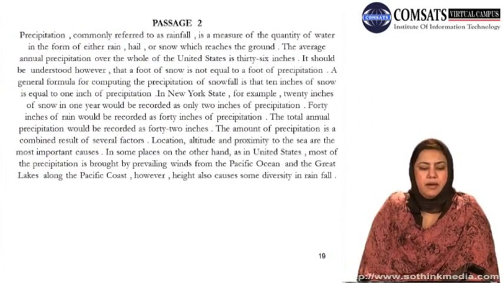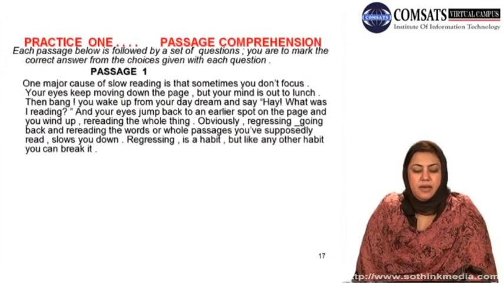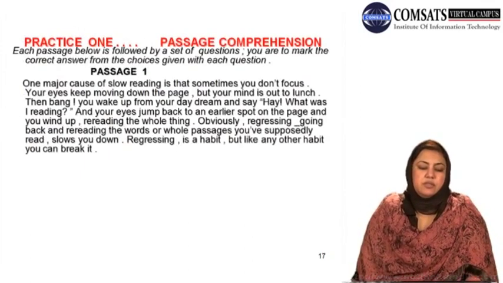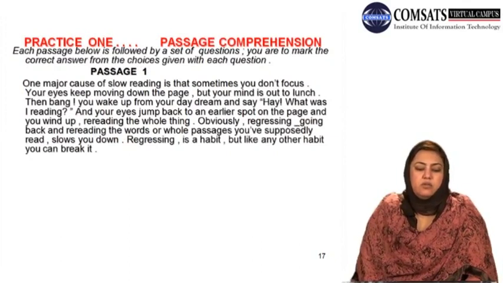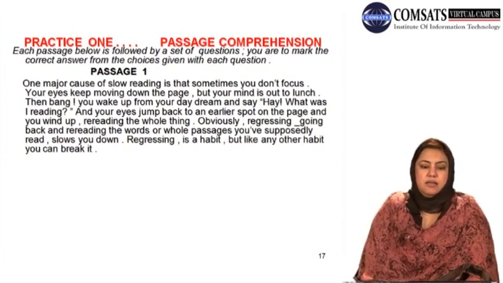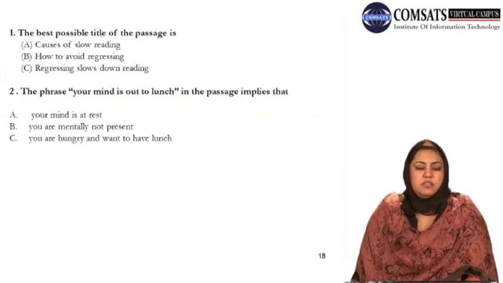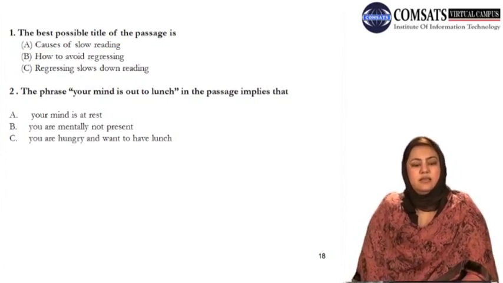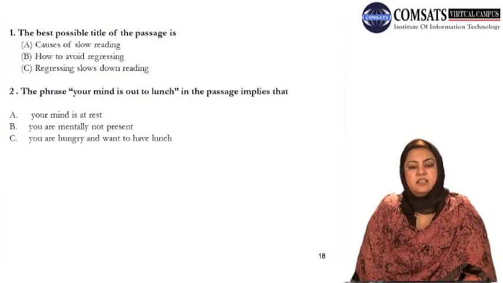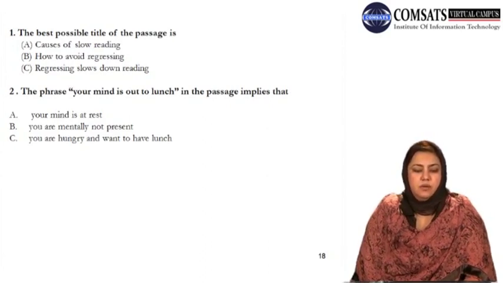If you look at the paragraph, you would immediately notice through the first sentence, one major cause of slow reading is that sometimes you do not focus. The beginning of the paragraph is a key sentence, it tells you the paragraph is mainly about the causes of slow reading. This implies then that the first option, causes of slow reading, is the most suitable possible title for the current passage. Look at question number 2 now.